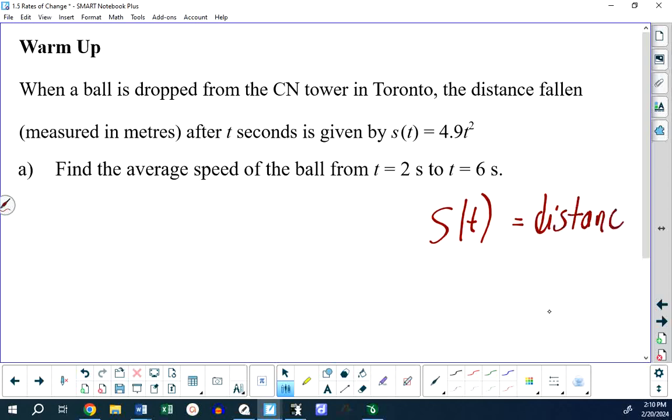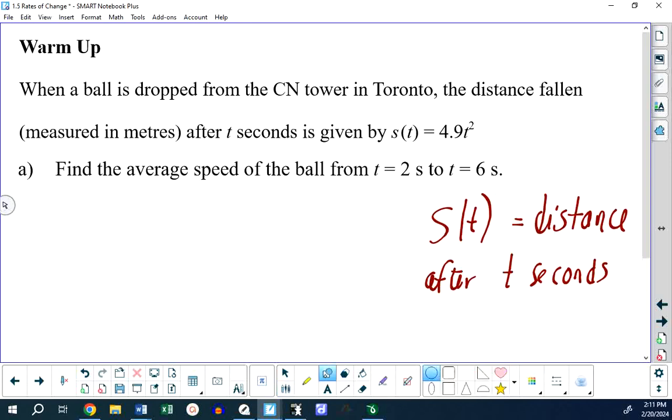I know you should understand function notation, but I want to explain this to you just on the off chance that you're lost by it. S of t is the distance after t seconds. Listen, if you don't like that s of t, there's nothing to prevent you from just saying the distance that it falls is equal to 4.9 t squared.